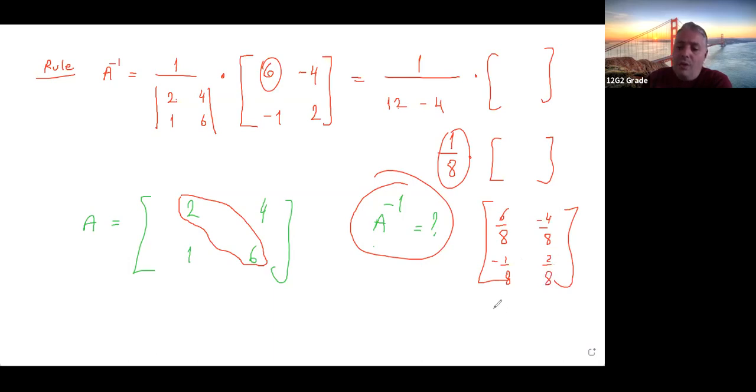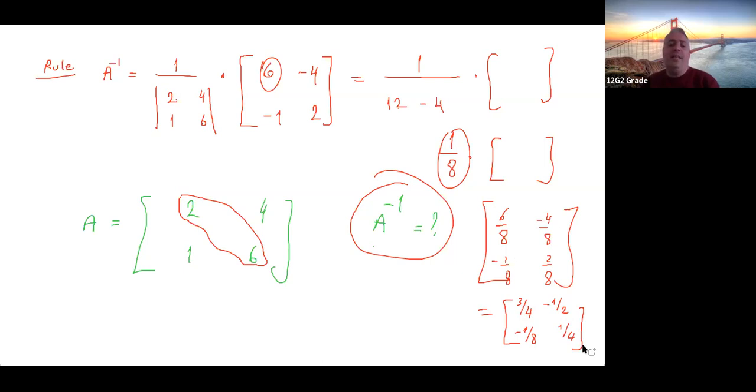Finally, 6 over 8 simplifies to 3 over 4. Negative 4 over 8 simplifies to negative 1 over 2. Negative 1 over 8 is the same, I can't do anything. 2 over 8 is 1 over 4. That's it, we solved the question.